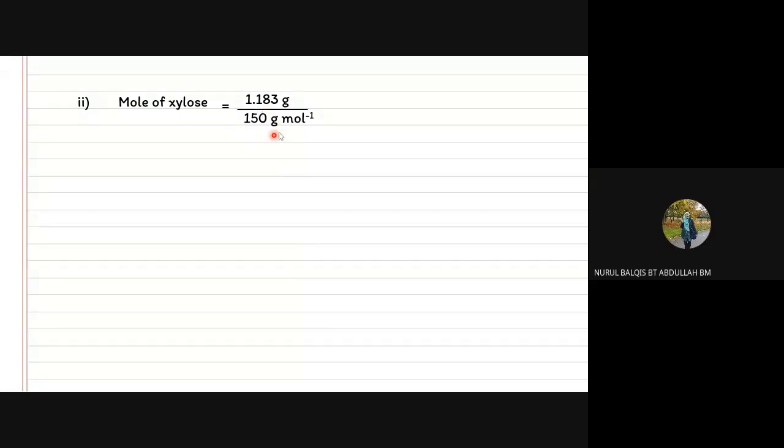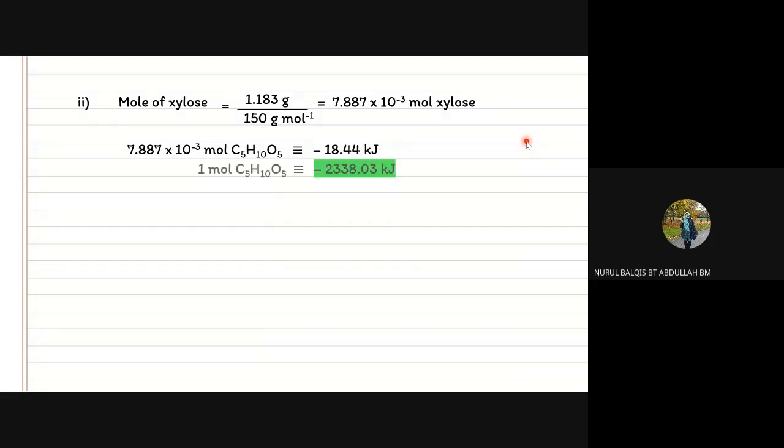Where do we get this 150 grams? Molar mass of xylose, C5H10O5, and then you divide them, you will get your number of mole equal to 7.887 times 10 to the power of negative 3 mole. And then you know for 7.887 times 10 to the power of negative 3 mole of xylose releases heat of 18.44 kilojoule. But now we want to find only for 1 mole. So for 1 mole, cross multiply and we'll get negative 2338.03 kilojoule. Can you stop until here?